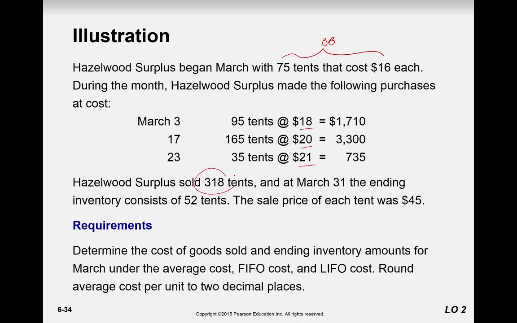So we sold 318 units, and at March 31st, the ending inventory gave us 52 units, and the sales price is $45. So we want to determine the cost of goods sold and ending inventory amounts for March under the average cost, the FIFO, and LIFO, and we want to round to 2 decimal places.